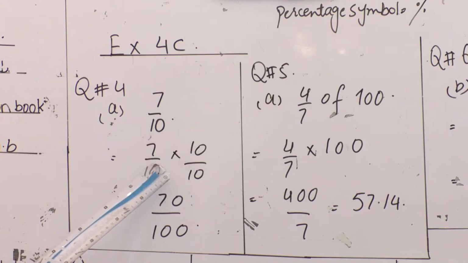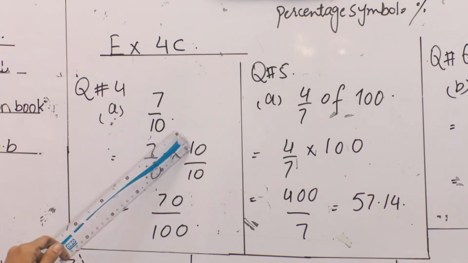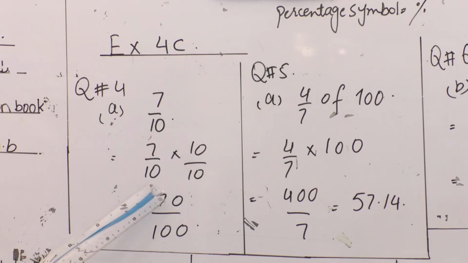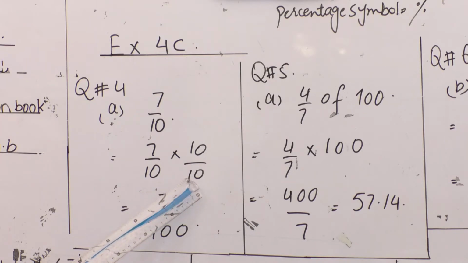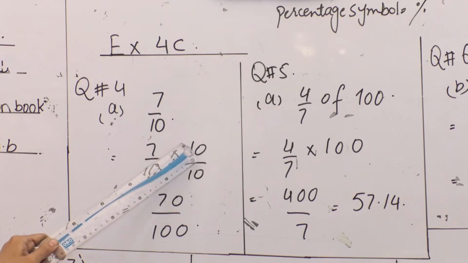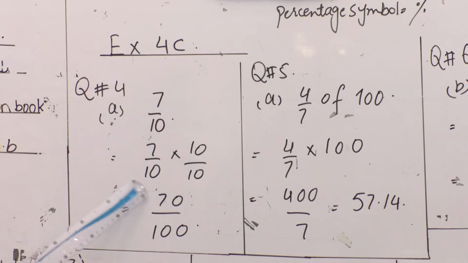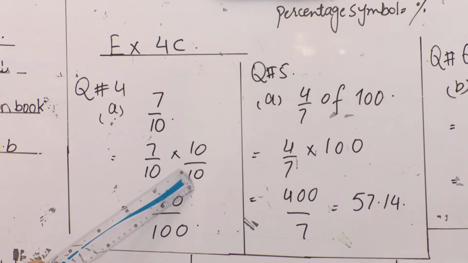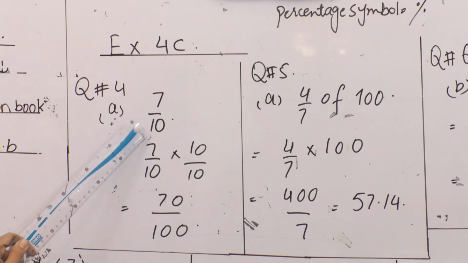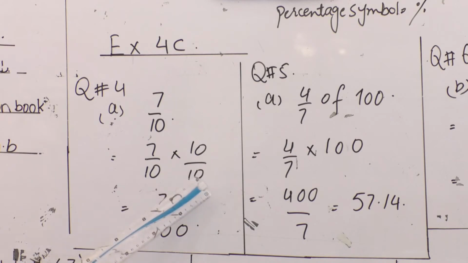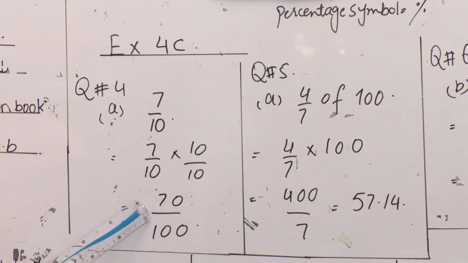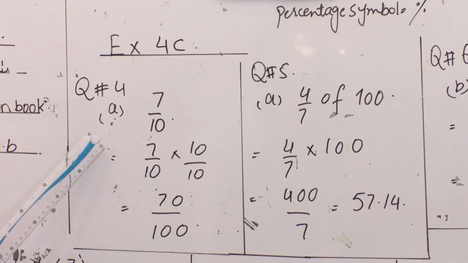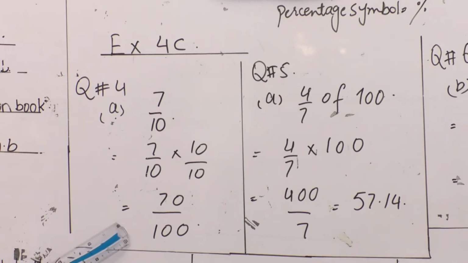And in fractions, whatever is done in the denominator is also done in the numerator. That is, when we multiply 10 by 10 in the denominator, we will also multiply 7 by 10 in the numerator. So your question form will become 7 multiplied by 10 over 10 multiplied by 10. Now when we multiply numerator by numerator, denominator by denominator, we get 70 divided by 100. So in this way we can have equivalent fractions of denominator 100. You can do the remaining questions in the same way.